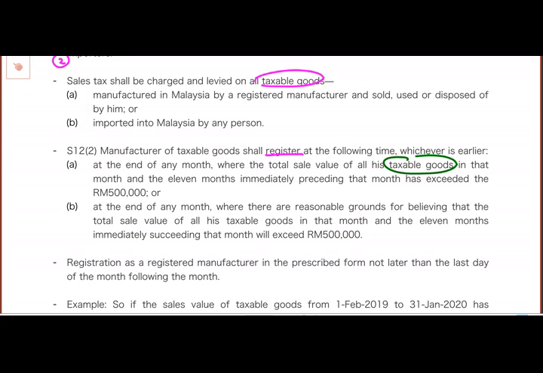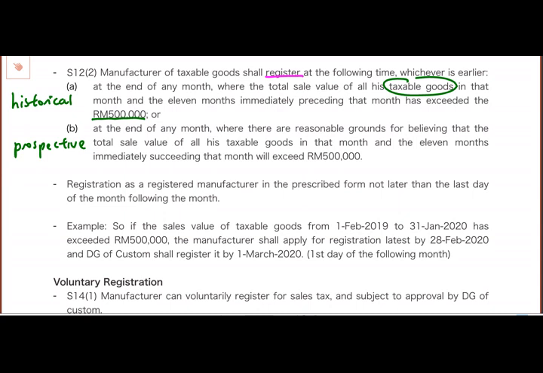Not like GST those days. GST those days, even if you sell a fixed asset, the value of selling a fixed asset is part of the threshold. So this is only on the taxable goods. Now the threshold is still at 500,000. Okay, so it's the same limit, 500,000. But we measure it on historical sales as well as prospective sales.